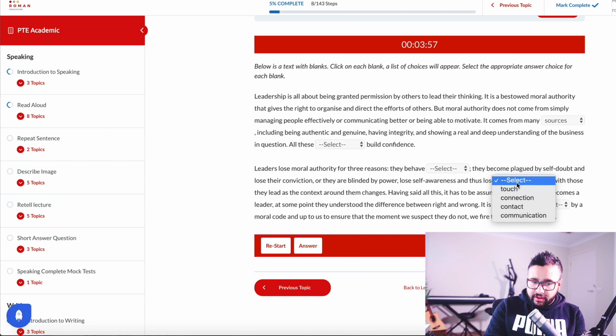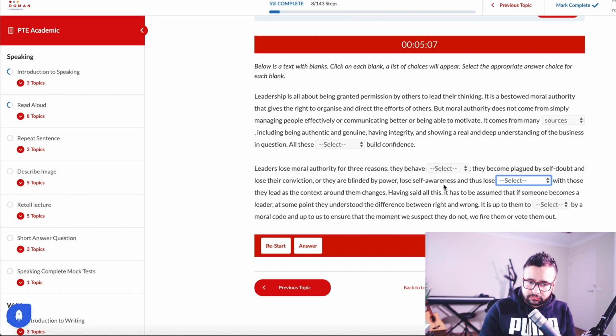Lose self-awareness and thus lose, they must lose something good. Touch, connection, contact, communication. Now we have another problem. Lose touch, lose connection. Lose contact, lose communication. Out of these four, I think lose communication perhaps we can easily eliminate, because it would not make any appropriate sense in the context. Thus lose contact with those they lead as the context around them changes. Possible. Lose touch, possible. Lose connection, possible.